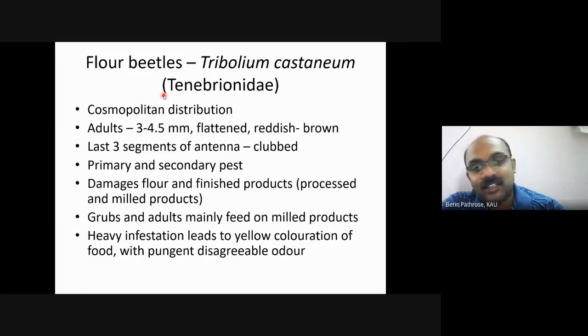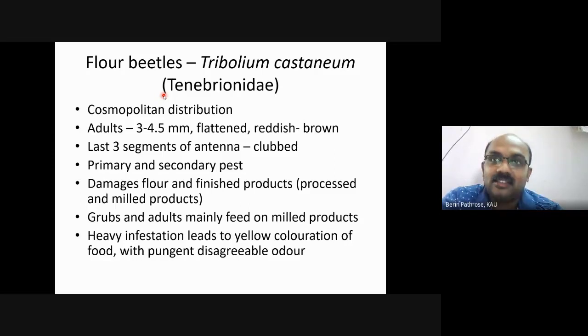It's a primary as well as secondary pest, as I told you. It's a primary pest of processed products, but a secondary pest of other grains. So it's mainly a pest of flour and processed milled products. Both adults as well as grubs feed on processed products. Both stages are damaging, and heavy infestation of Tribolium changes the color of the flour. Usually, any cereal flour, especially rice flour and wheat flour, is white in color. The color of this flour changes from white to yellow because of the infestation of Tribolium.